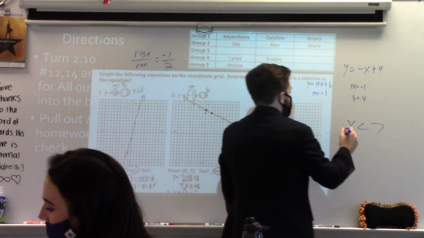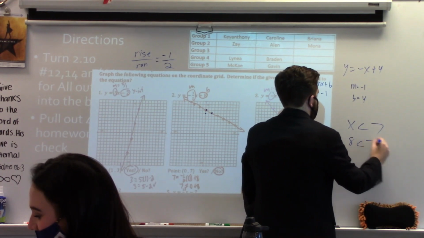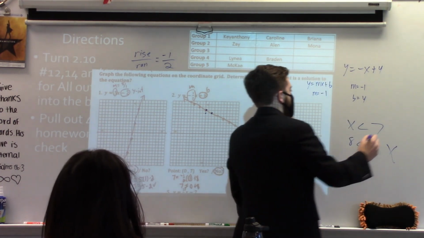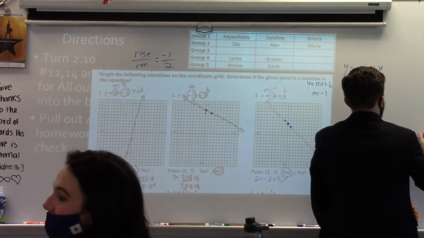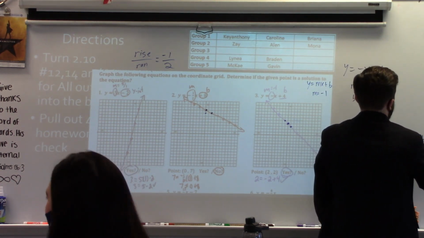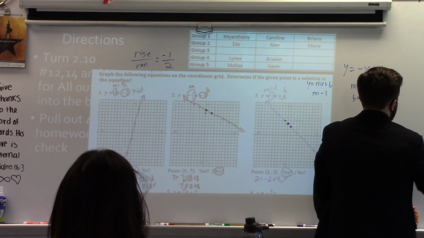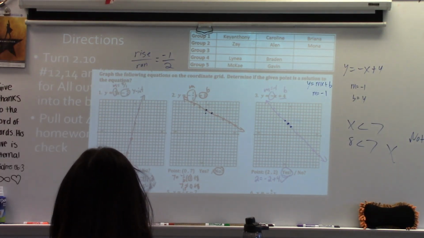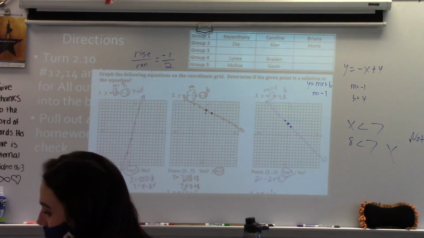So I just said a very key word. 8 is not less than 7. It can never be less than 7. Not true. That word's important. A solution, we're talking about a solution, is something that makes it true.